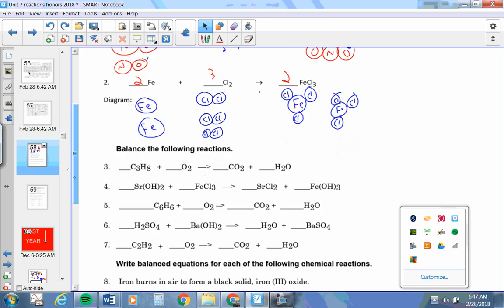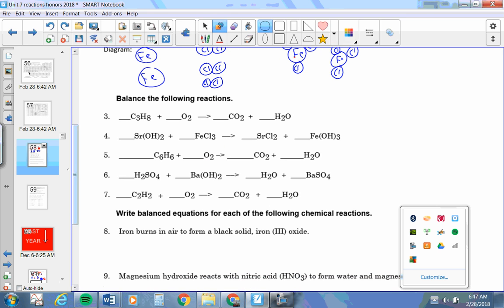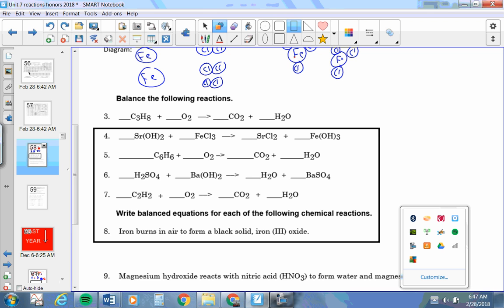Next section is balancing the following chemical reactions. I'll get me a little piece of scrap paper so I have room and it covers it up a little.